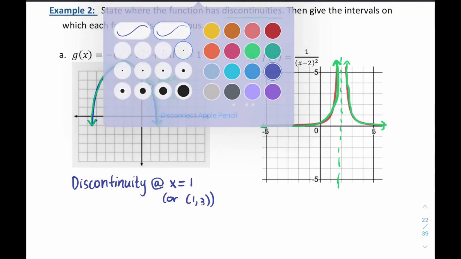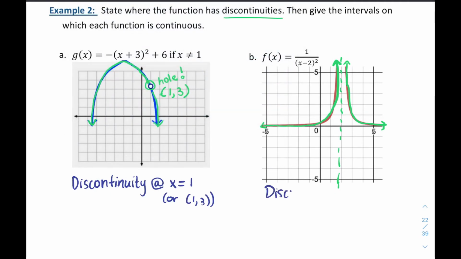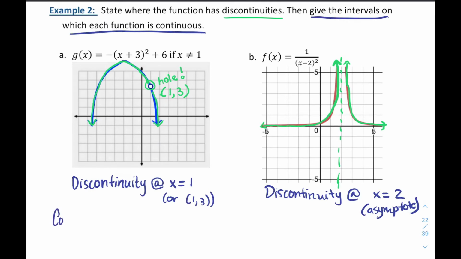That one has an asymptote. It's got a discontinuity for the x value of 2. So I'm just going to say there's a discontinuity at x equals 2. Specifically, there are different kinds of asymptotes, or different types of discontinuities, and that one's an asymptote. Now, the intervals where my function is continuous is basically everywhere else that there's not a discontinuity.